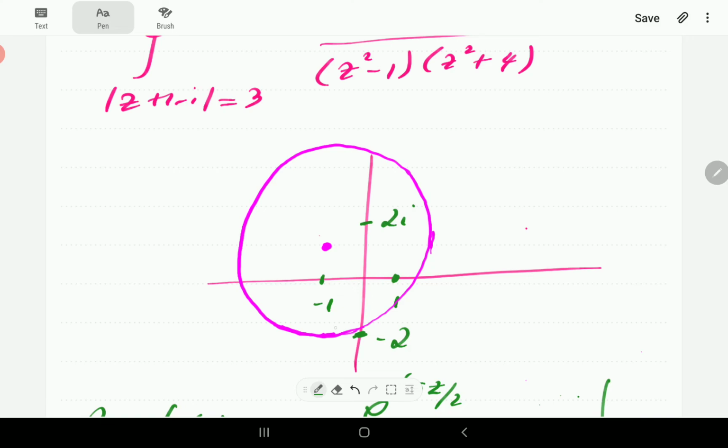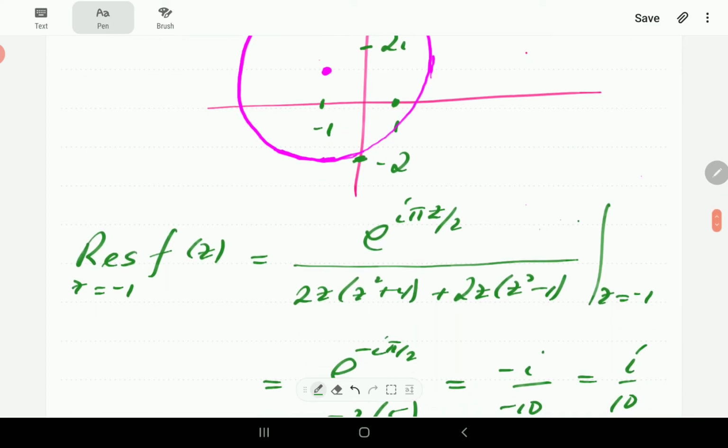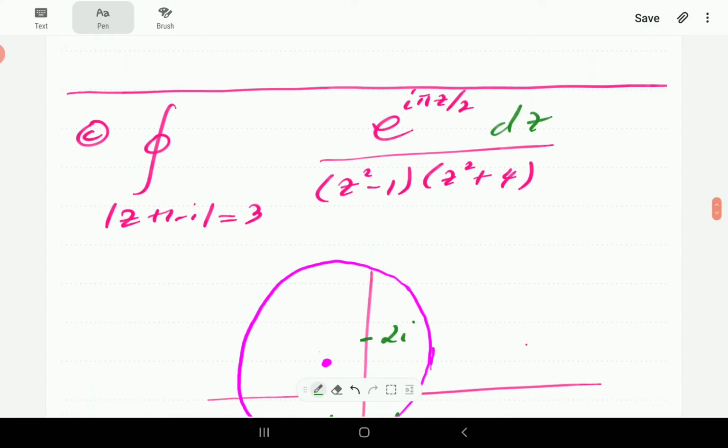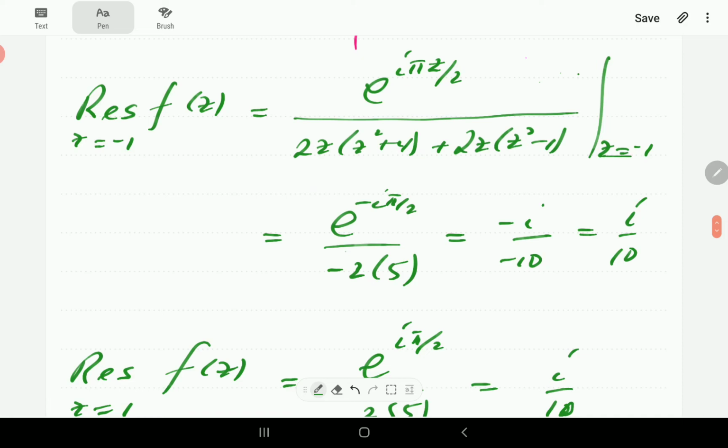3 squared is 9, and this is 1, so this is square root 10. So this one is just outside the contour. This distance here is square root 10. So these three singularities are going to be inside our contour. If we just differentiate these and then plug in z equals -1, we can find the singularity at z equals -1. This term vanishes. This one becomes -2 times 5. That becomes i over 10.